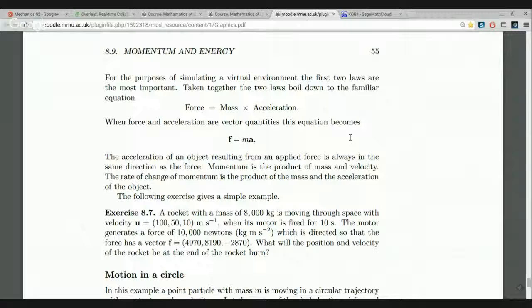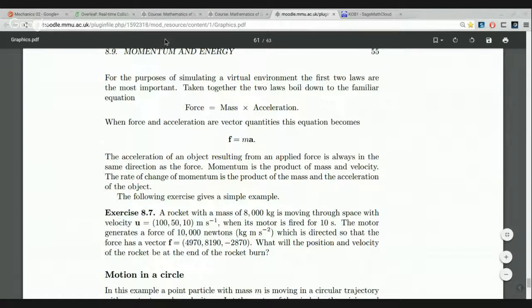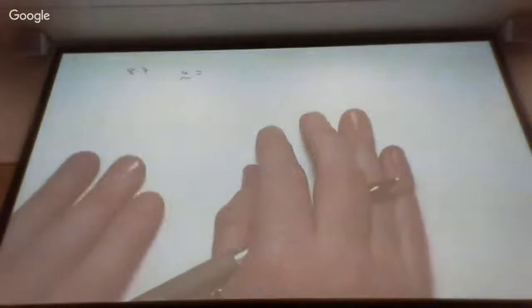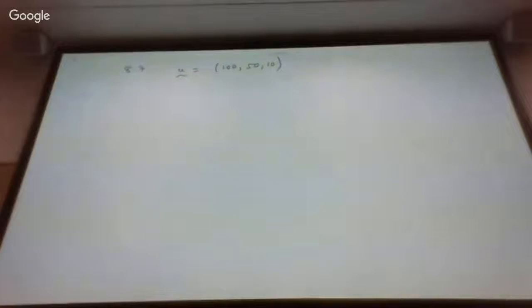Maybe just to illustrate the use of those, we'll have a look at this exercise here, exercise 8.7. Here we're dealing with a rocket of a certain mass, 8,000 kilograms, moving through space with a certain initial velocity. We're given an initial velocity u, which is a 3-dimensional vector quantity, 100, 50, 10. This velocity is in meters per second.